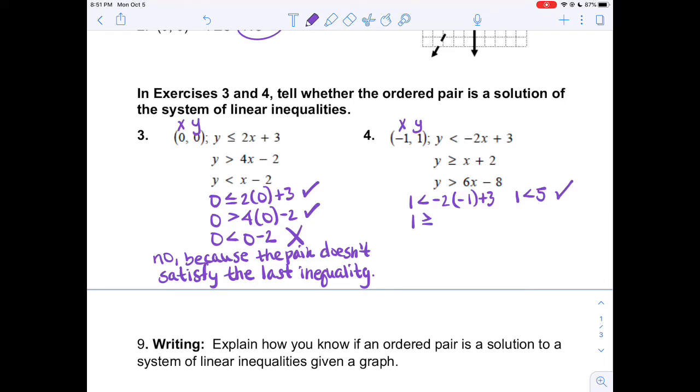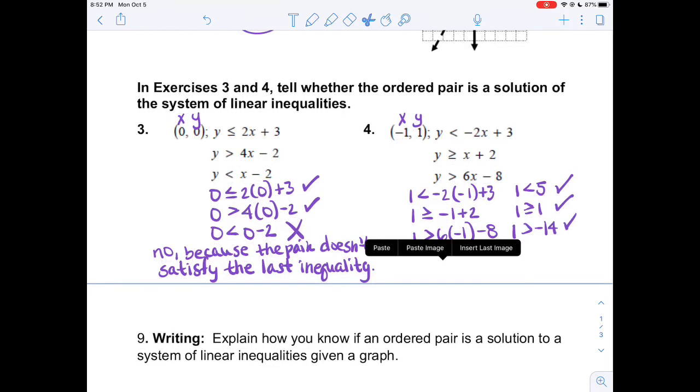1 is greater than or equal to negative 1 plus 2. That will reduce to 1 is greater than or equal to 1. That is also true because 1 is equal to 1. Finally, for the third inequality, I again have a 1 for y, 6 times negative 1 for x, minus 8. That reduces to 1 is greater than negative 14. That is also a true statement.